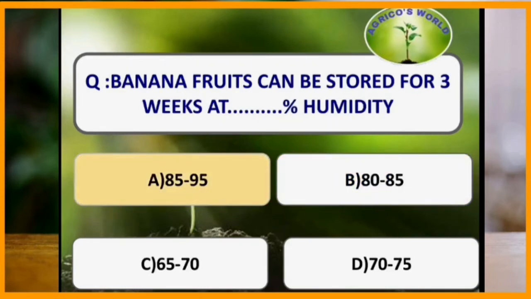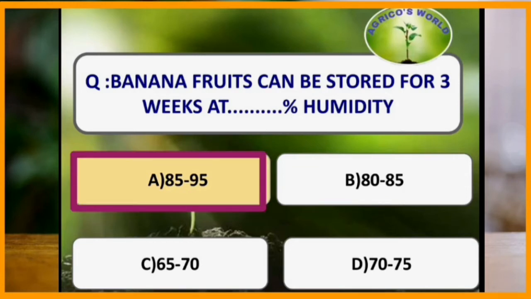Banana fruits can be stored for 3 weeks at how much percentage of humidity? Banana fruits can be stored at 85 to 95% of humidity at 13 degrees centigrade for 3 weeks.